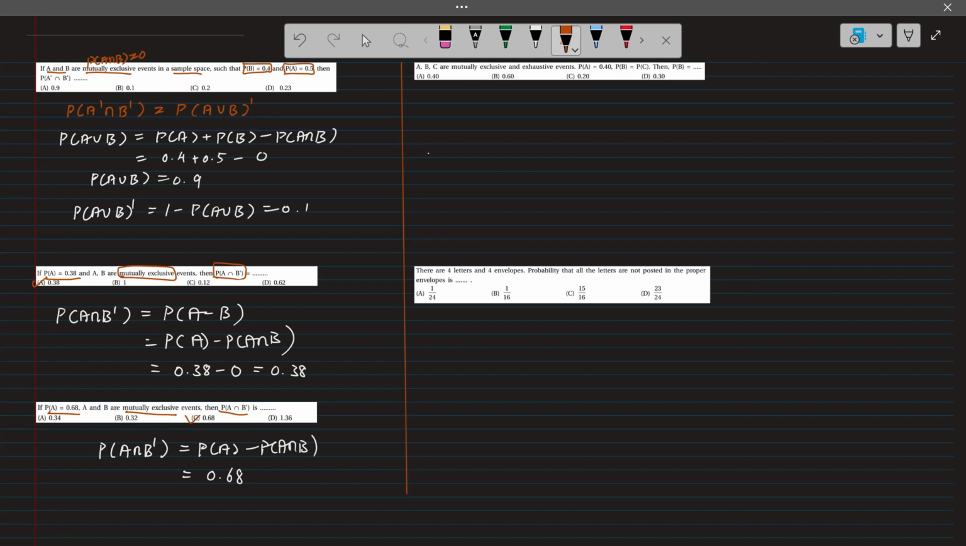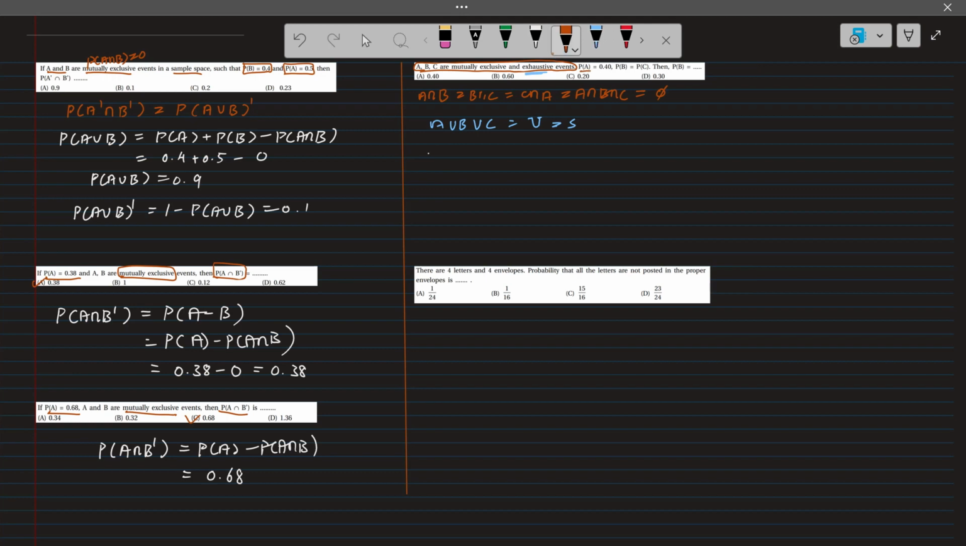Next, A, B, C are mutually exclusive and exhaustive events. Mutually exclusive means A intersection B equals B intersection C equals C intersection A equals A intersection B intersection C, and all these are null sets. Exhaustive means the union of all of them is 1. Exhaustive means A union B union C is equal to the universal set or sample space, so its probability would be 1.